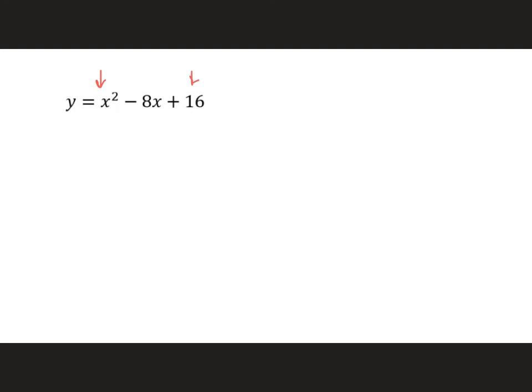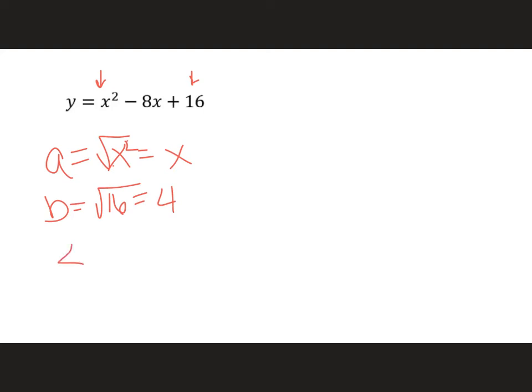So I would find the a and b value, which means I'm looking for what times itself gave me those. So for a, I would take the square root of x squared, which is x. So x times x was x squared. That means our a value was x. And then for b, I would do the square root of 16, which is 4. And now I want to check, does my middle term work as a product of those two?